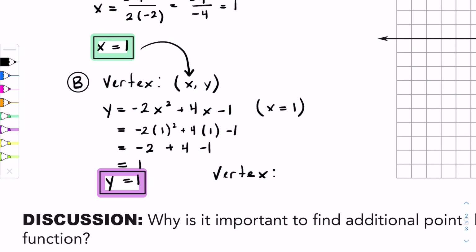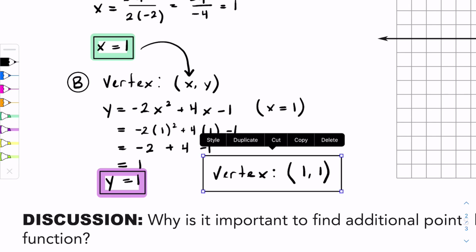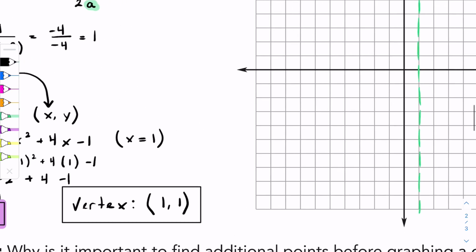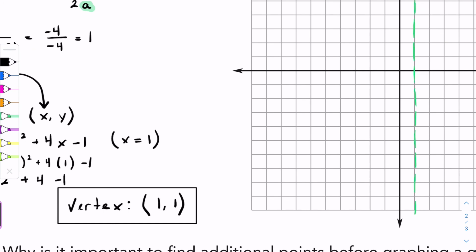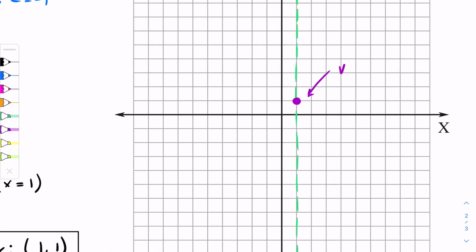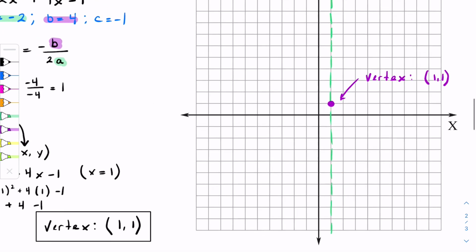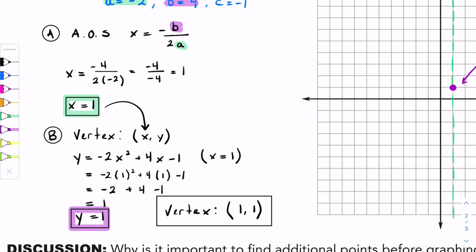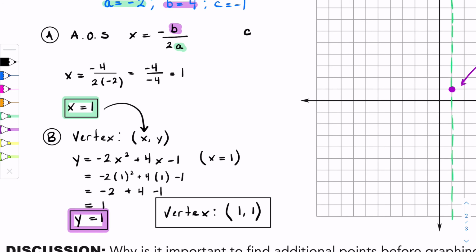Because we found that the value of y is 1, we know the vertex has an x value of 1 and a y value of 1, so we can plot the vertex at (1, 1). The next step is to find the y-intercept.